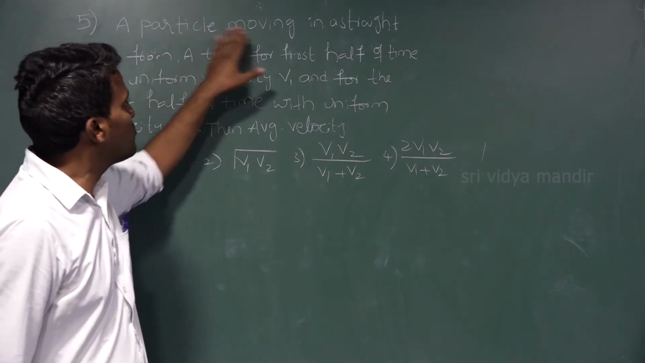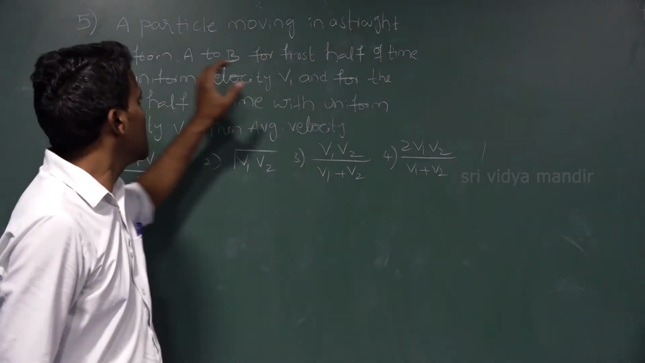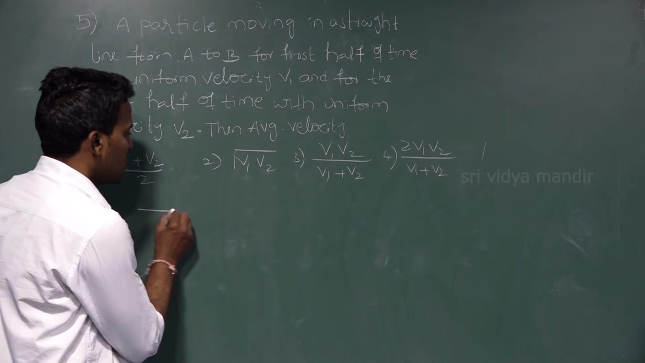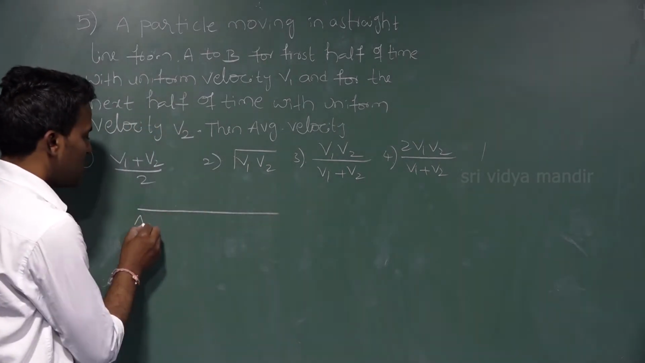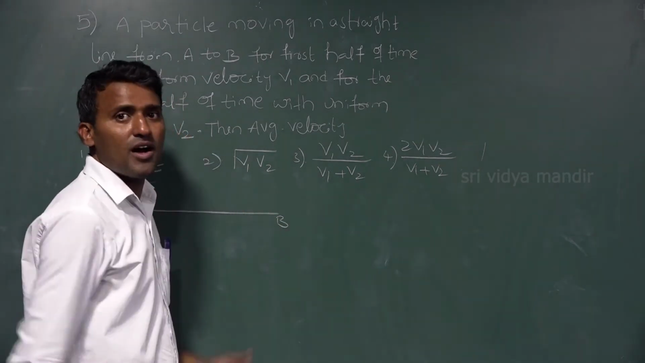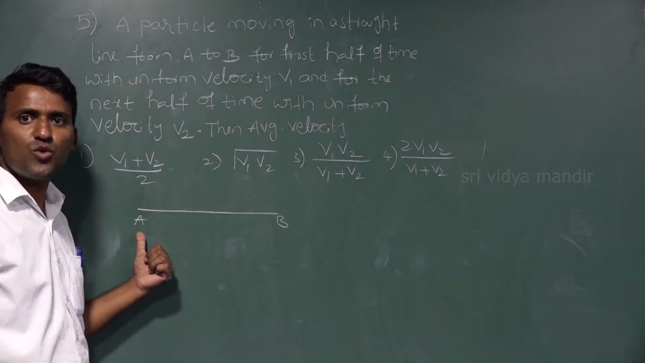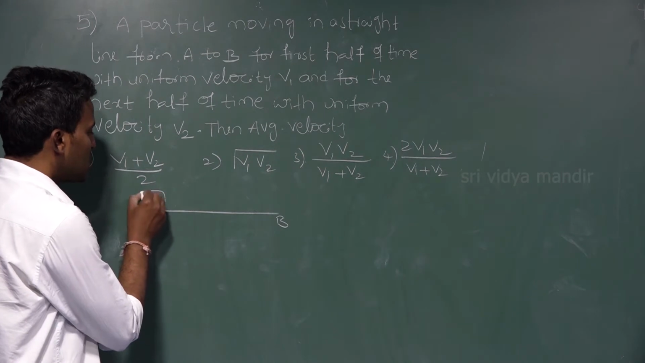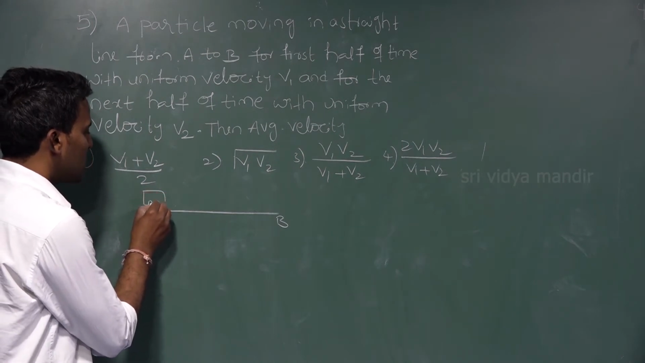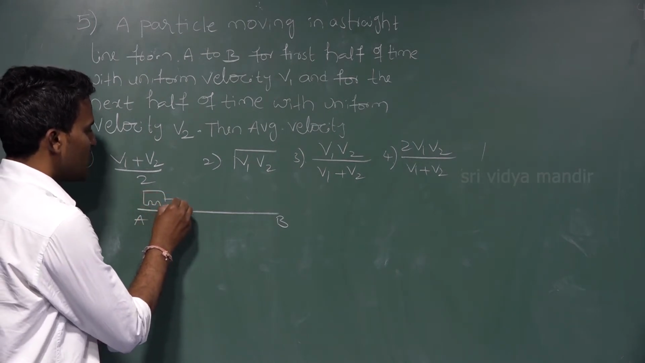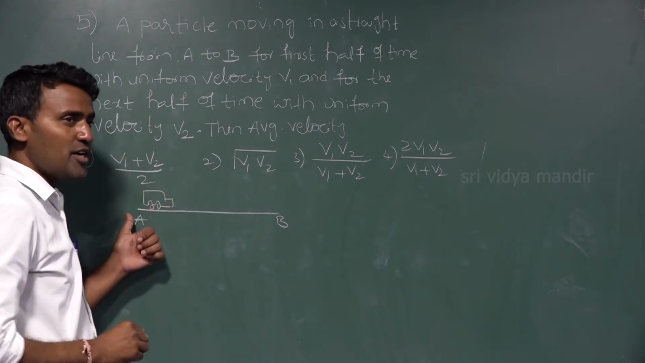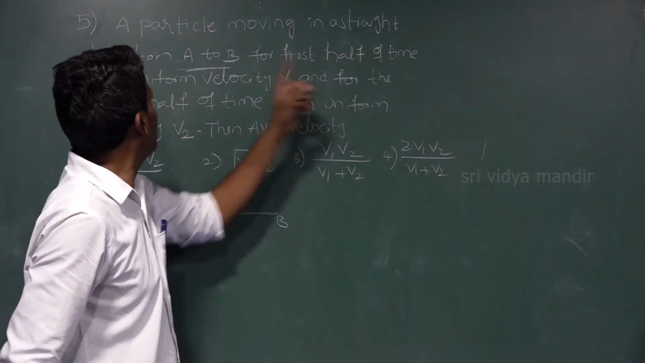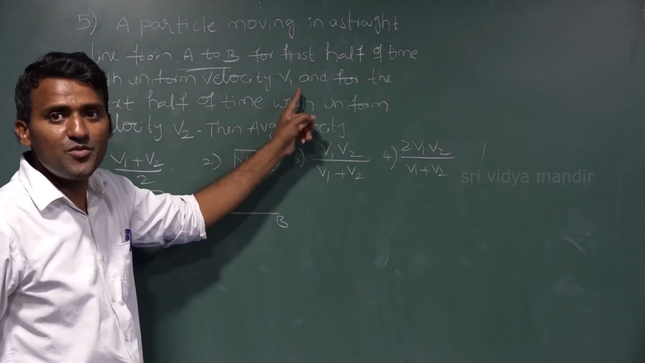A particle moving in a straight line from A to B. For your understanding, I am taking one vehicle moving from A to B, for the first half of the time with uniform velocity v1.